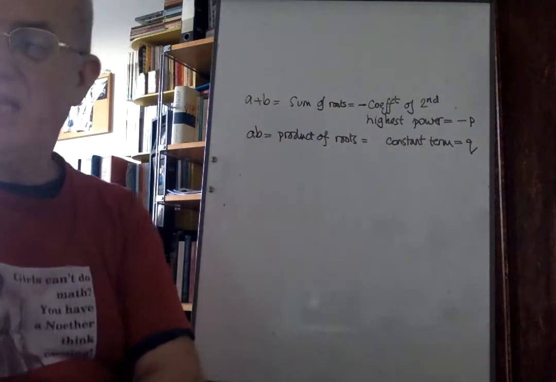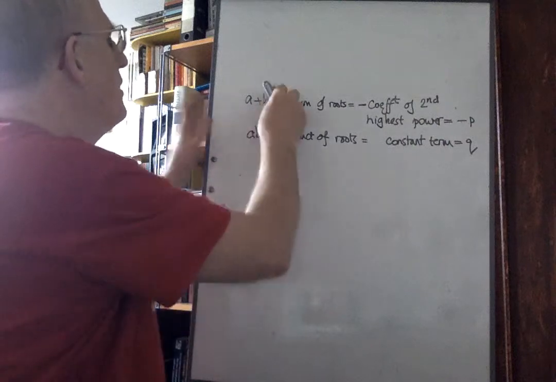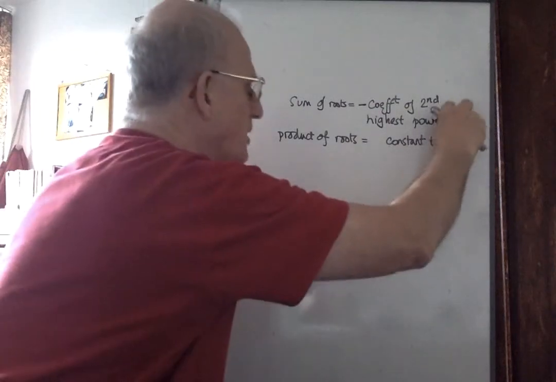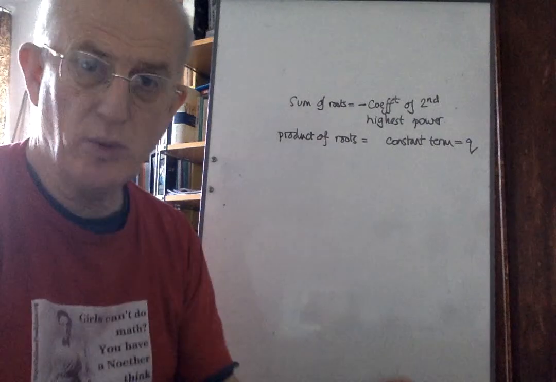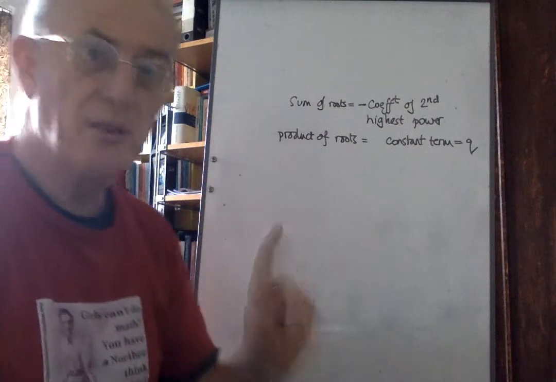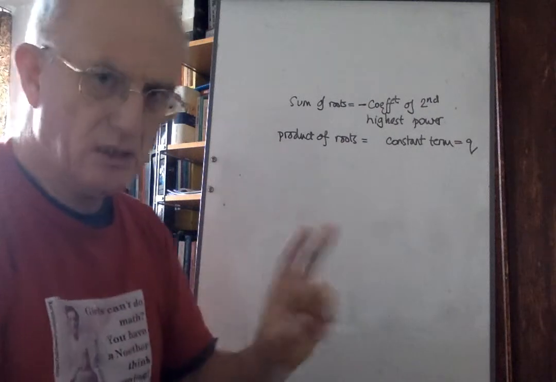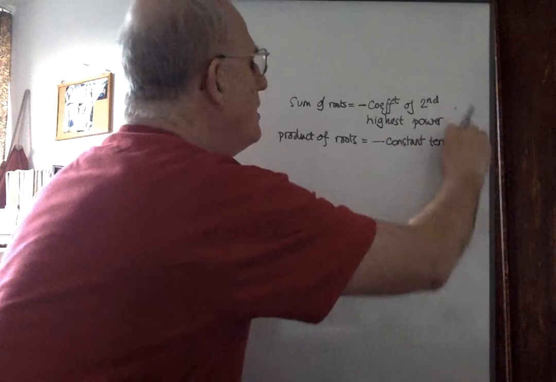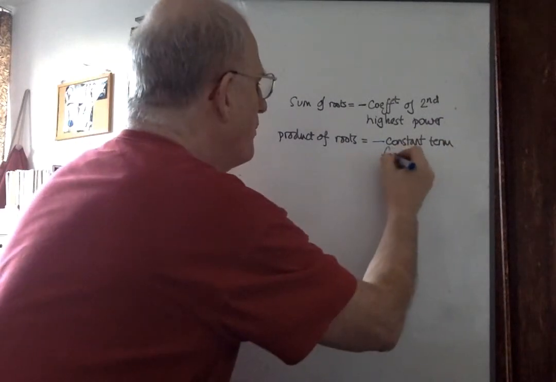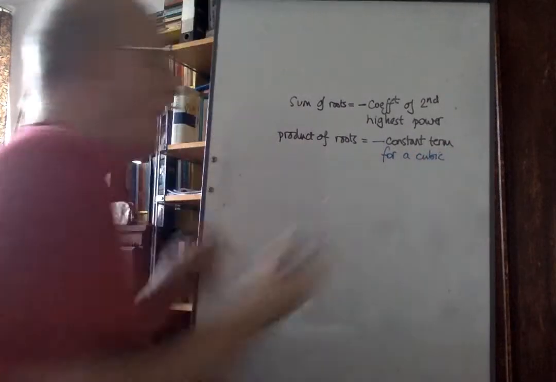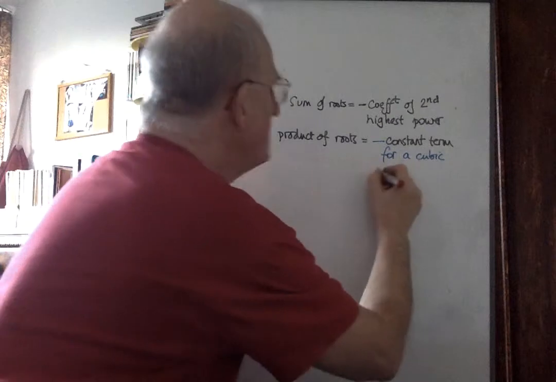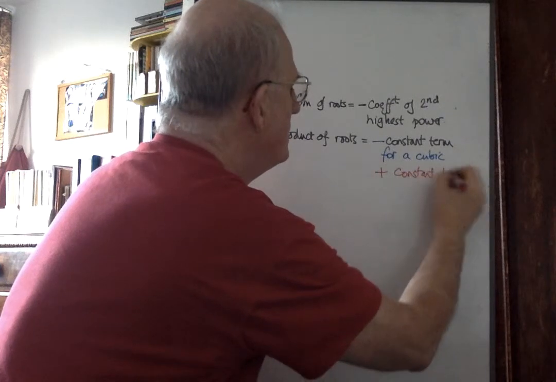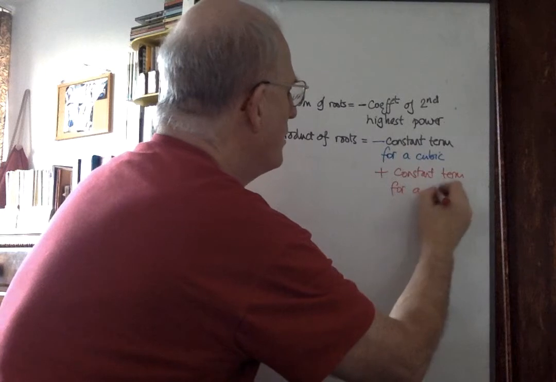Now, these rules apply pretty much to cubics and to quartics too. With a cubic or a quartic, you will have three roots, obviously, or four roots. But still, the sum of the roots will be equal to minus the coefficient of the second highest power. It's always a minus for the sum of the roots. The product of the roots, there's a slight twist here. The product of the roots is equal to minus the constant term for a cubic, and it's equal to plus the constant term again, like it is for a quadratic, for a quartic.